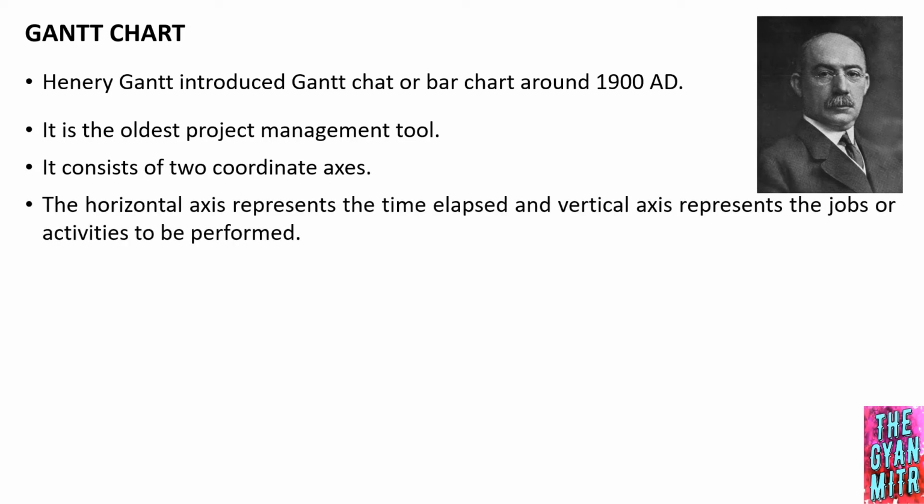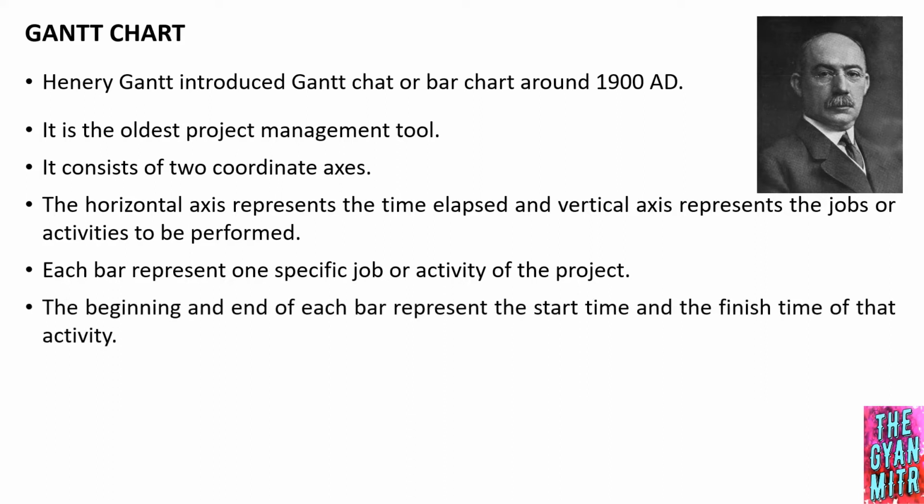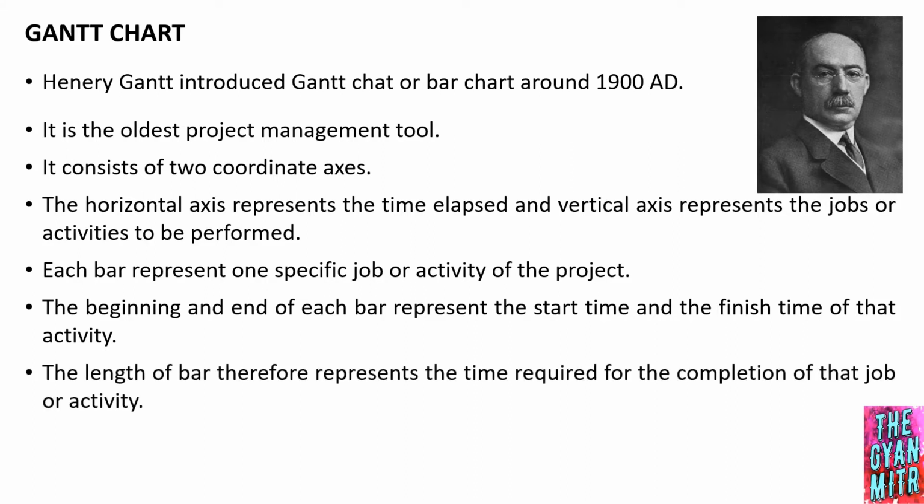The horizontal axis represents the time elapsed and the vertical axis represents the jobs or the activities that have to be performed. Each bar represents one specific job or an activity of the project. The beginning and end of each bar represents the start time and the finish time of that activity respectively. The length of the bar therefore represents the time required for the completion of the job or the activity.